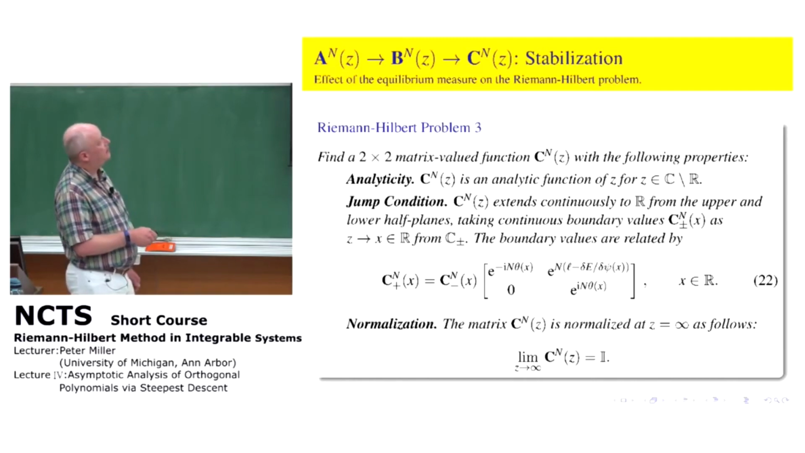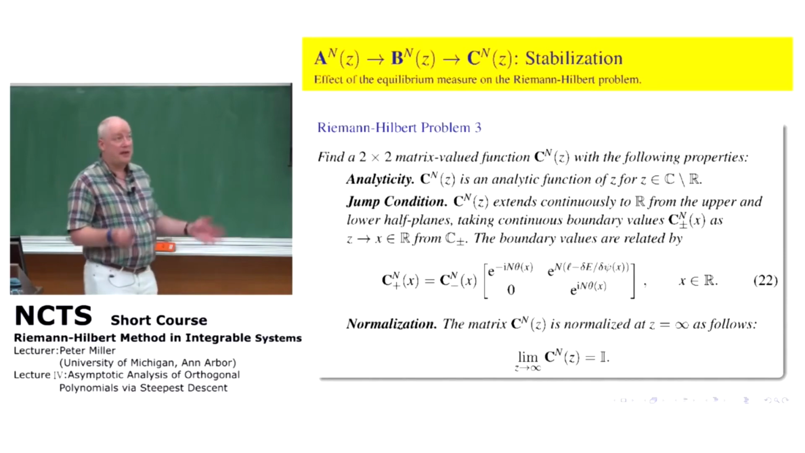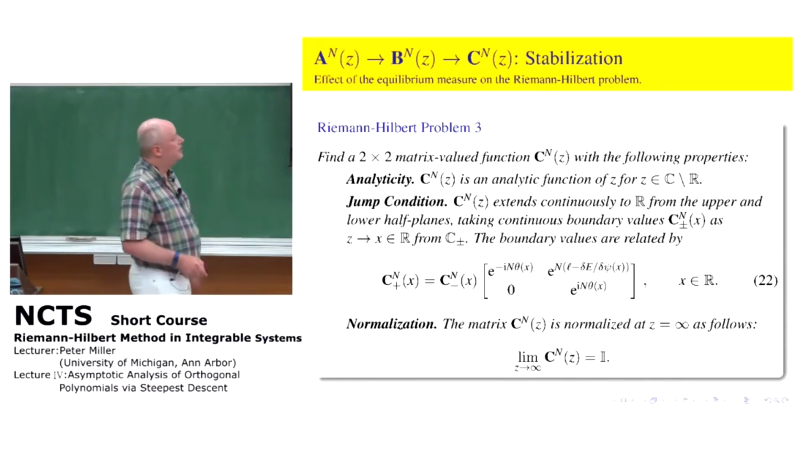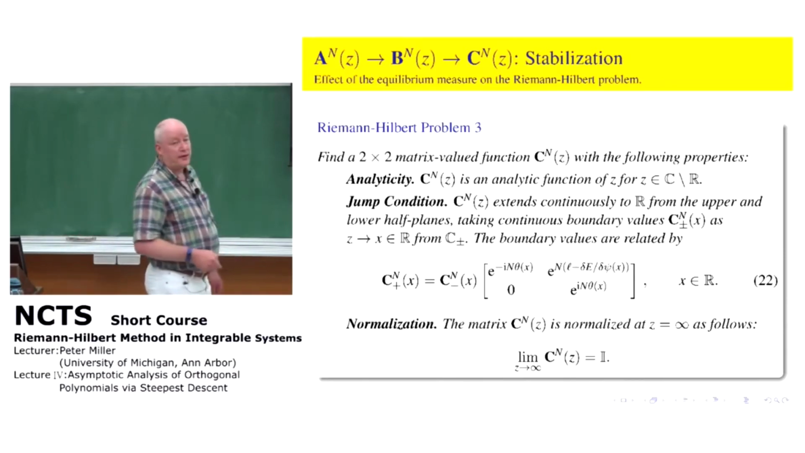So this C is easily seen to solve this problem here. C is an analytic function of z, except on the real line. It takes continuous boundary values from the upper and lower half planes, and they are related by this formula that has this extra e to the n L there. And finally, C goes to the identity at infinity. That was not messed up by our conjugation. Okay, so yes?